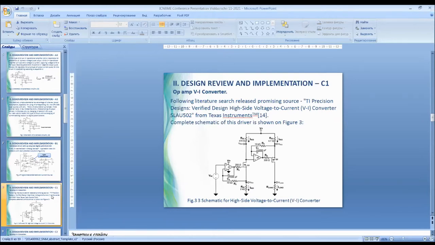During the literature review, we found one application from Texas Instruments, a verified design of a high side voltage to current converter.